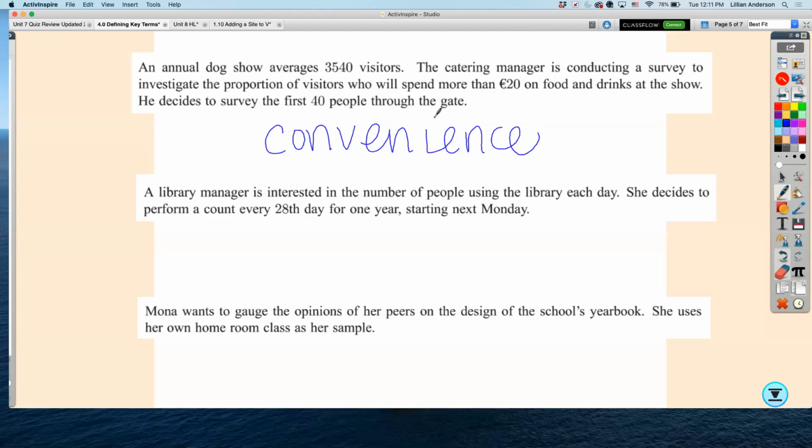What about the next one? This one's for you guys online. A library manager is interested in the number of people using the library each day. She decides to perform a count every 20th day for 1 year, starting next Monday. Would it be systematic sampling? It would be systematic sampling, yes, because they're taking that count every 20th day for 1 year. Okay.